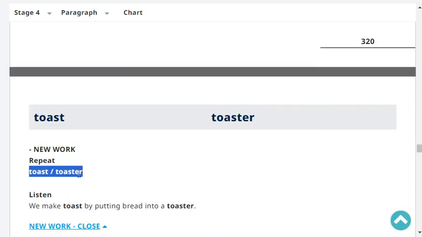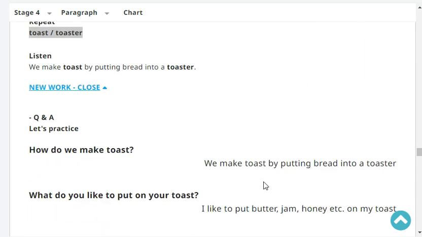Okay, next, repeat: toast, toaster. We make toast by putting bread into a toaster. Okay, let's practice. How do we make toast? We make toast by putting bread into a toaster.